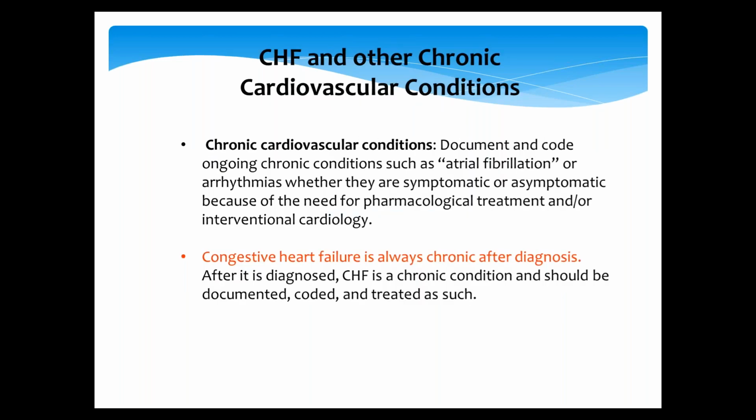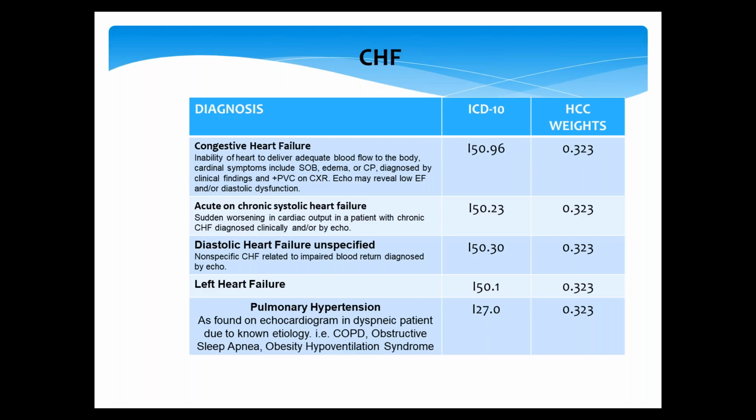CHF and cardiovascular conditions, again, you want to document and code chronic conditions such as AFib or arrhythmias, whether they're symptomatic or asymptomatic. As long as they need pharmacological treatment or other interventional cardiology, they're ongoing. Congestive heart failure is always chronic after the diagnosis. After it's diagnosed, it should be documented, coded, and treated as such.